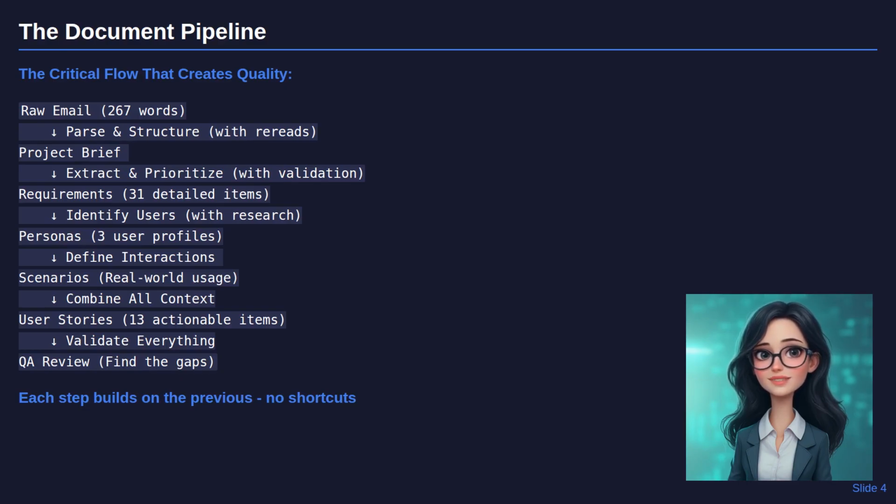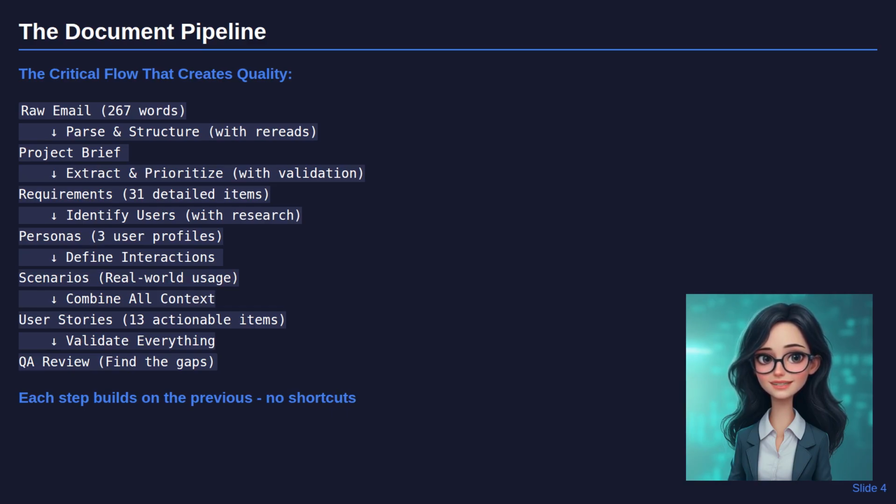The PM agent parses and structures this, but not in one pass. It reads multiple times to extract both explicit and implicit requirements. This becomes a project brief, which the requirements analyst uses to extract and prioritize detailed requirements, 31 of them in our case. But again, not in one shot. The analyst applies multiple methodologies, validates completeness, and iterates.